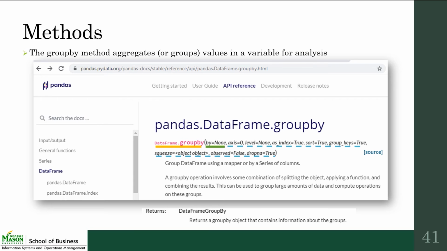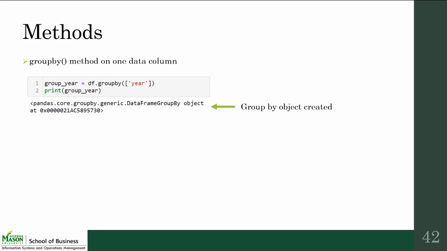Let's take a look at how we could apply the groupby method in our data frame. Using the groupby method alone will result in a groupby object. To demonstrate, here we have the data frame that uses the groupby method to aggregate the year's data column. The result is shown below. We will need to include additional syntax to indicate which data column we want to do analysis on.